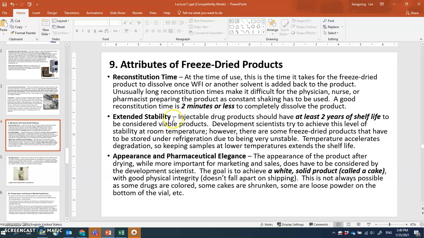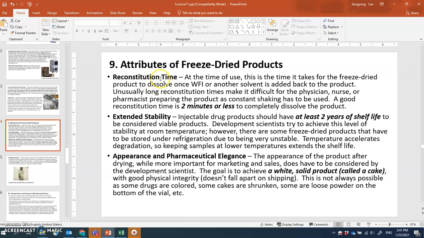Okay, so then attributes of freeze-dried product. Once your vial is freeze-dried, your product is freeze-dried, what important attributes should they have? Number one thing is reconstitution time. Once it's all freeze-dried, before you use it, of course, you have to reconstitute your drug by adding water, pure water only. So bring it back to solution, right? So when you add water aseptically, how long does it take to reconstitute your drug?